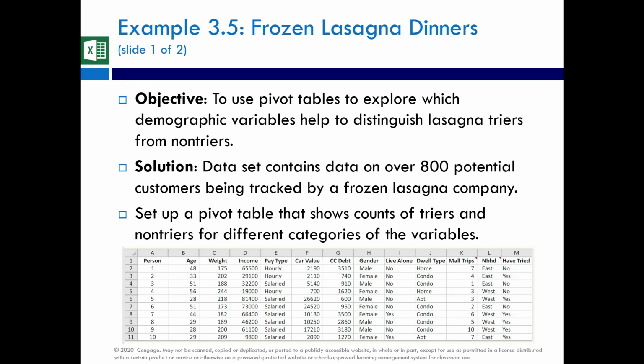Frozen lasagna dinners. Objective: to use the pivot table to explore which demographic variables help to distinguish lasagna buyers from non-buyers. Solution: the data set contains over 900 potential customers being tracked by a frozen lasagna company. Set up a pivot table that shows the count for buyers and non-buyers for different categories.